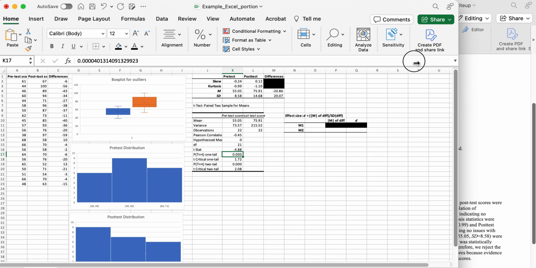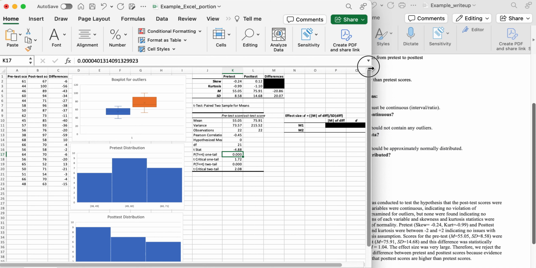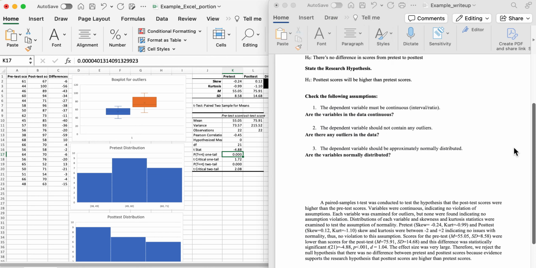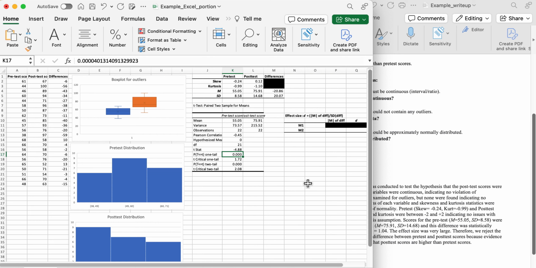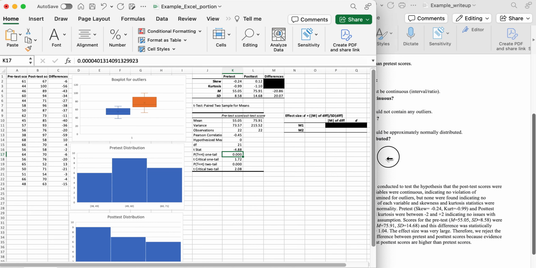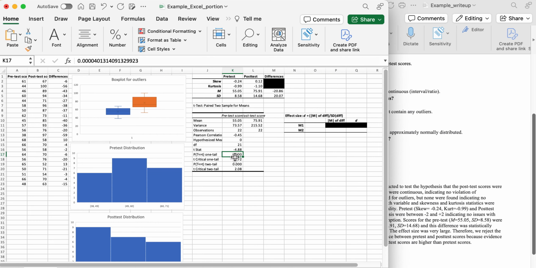Pull this out of the way again. Sorry, I have a very small screen for my laptop. So in a minute, I'm going to show you how to use this information to fill this out. Okay, all this information.